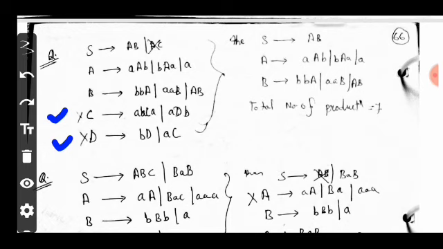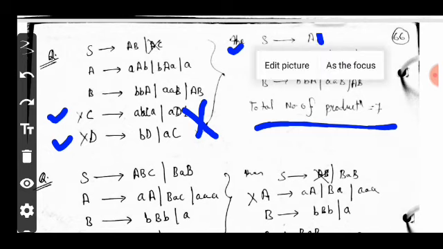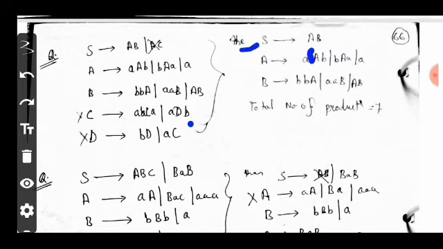So after eliminating these two productions, we got S produce AB, A produce AB, BA or A. B produce BB, BAB and AB. So total number of productions is 7. First is this, first, second, third, fourth, fifth, sixth, seventh. So this is your total number of productions after the elimination of useless symbols. Now move on to the next question.